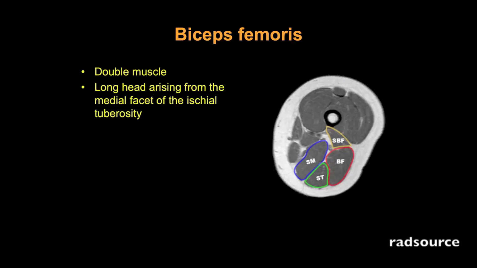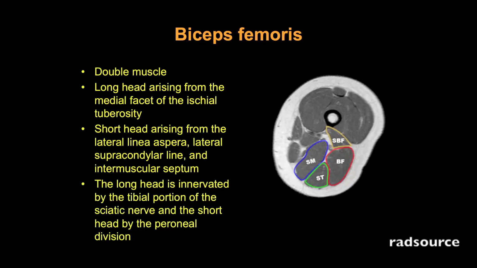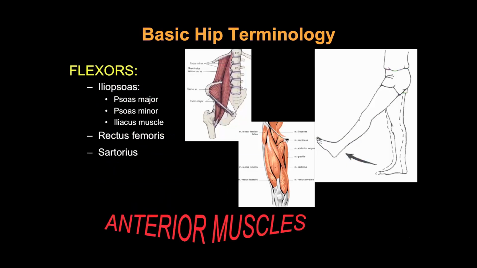It has the long head arising from the medial facet of the ischial tuberosity, and the short head arising from the lateral linea aspera, the lateral supracondylar line, and the intermuscular septum. The long head is innervated by the tibial portion of the sciatic nerve, and the short head by the peroneal division. The hip flexors include the iliopsoas, which is made up of the psoas major, the psoas minor, and the iliacus muscle, the rectus femoris, and the sartorius.